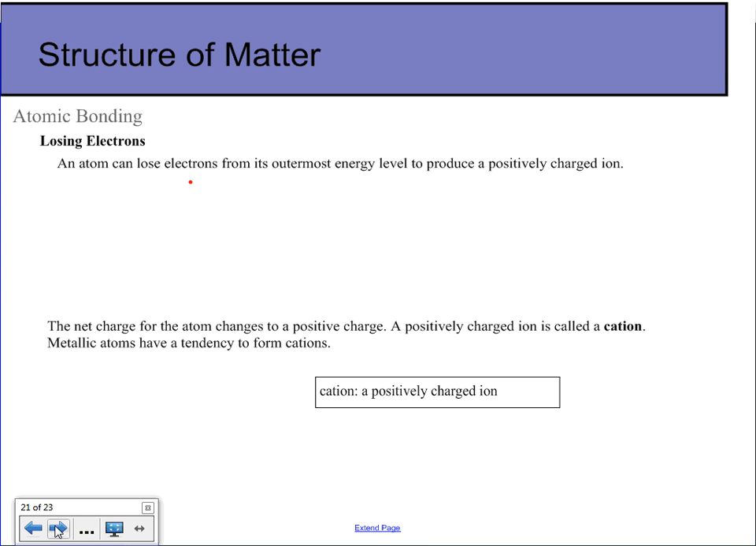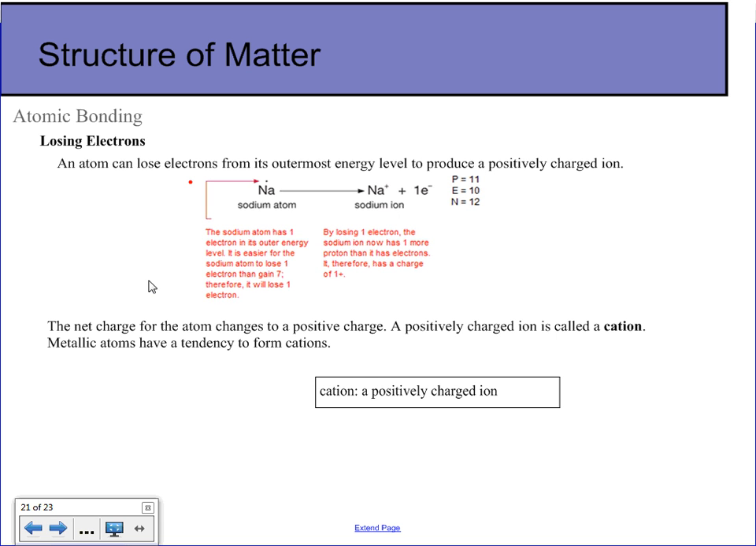Losing electrons. An atom can lose electrons from its outermost energy level to produce a positively charged ion. So here, for example, we have sodium. The sodium atom has one electron in its outer energy level. It is easier for the sodium atom to lose one electron than to gain 7. Therefore, it will lose one electron. By losing one electron, the sodium ion now has one more proton than it has electrons. Therefore, it has a charge of +1.